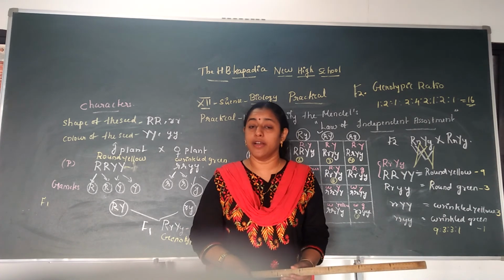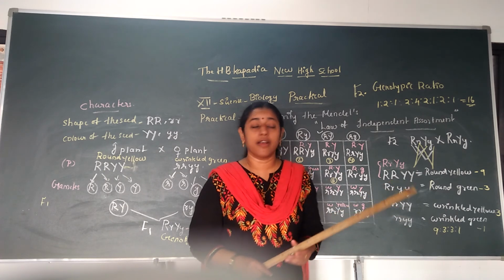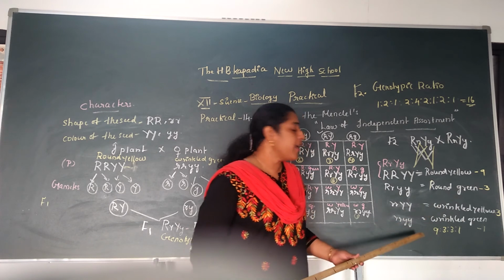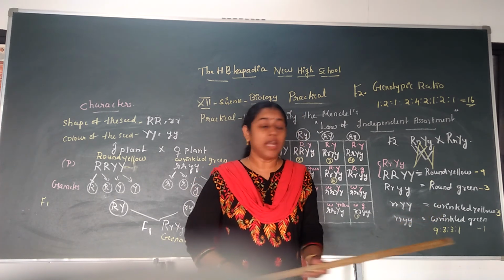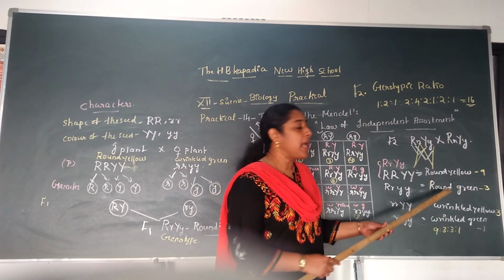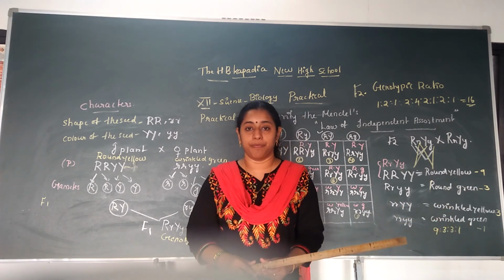So in a dihybrid experiment, we get a phenotypic ratio of 9:3:3:1. Here we are getting two parental characters. What are the parental characters? Round yellow, that is 9, and wrinkled green, that is 1. In between, we are getting two new combinations, that is round green and also wrinkled yellow.